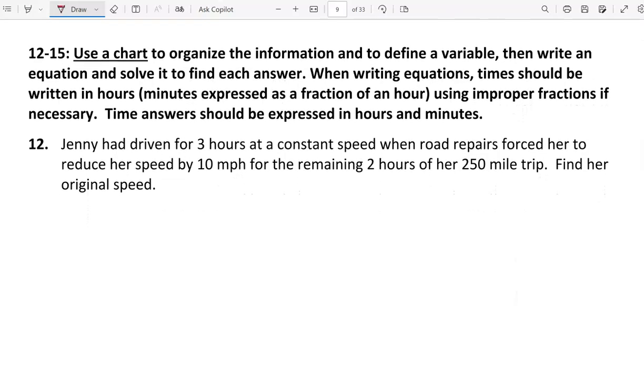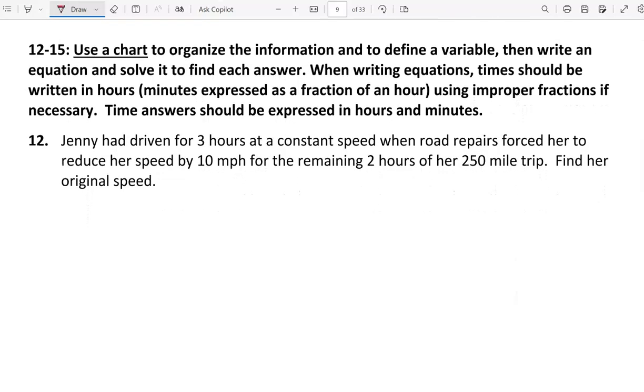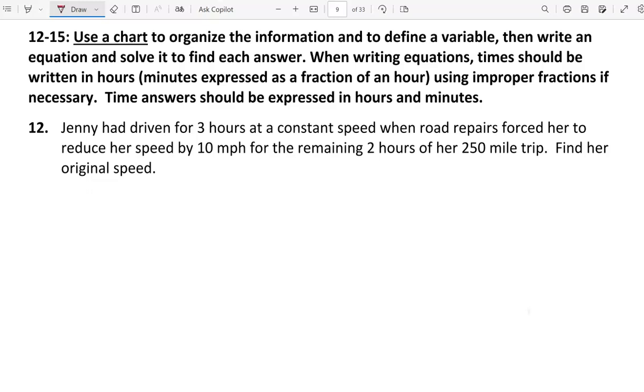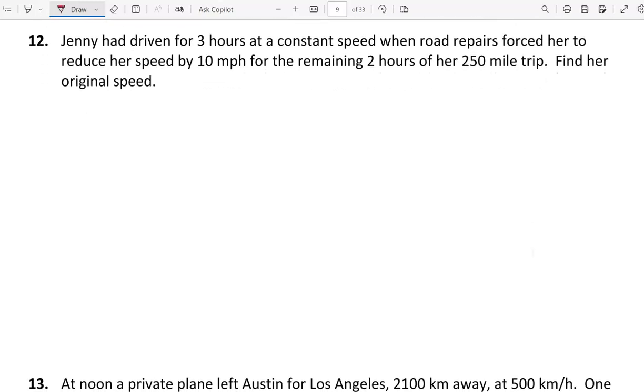In the last exercises here, we're going to organize the information to find a variable, then write an equation. And these are distance, rate, and time problems, so we're going to organize our information using a chart. Your time answers, when we give units on those, should be expressed using hours and minutes. And what that means is we're going to express all of our answers in hours using fractions when necessary. And we use improper fractions, remember, in algebra.